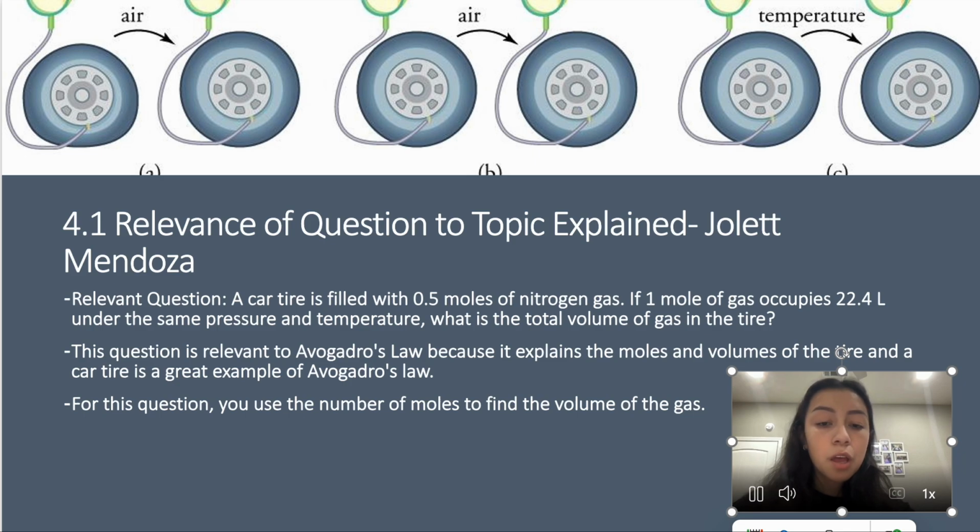Of Avogadro's law, a relevant question is: a car tire is filled with 0.5 moles of nitrogen gas. If 1 mole of gas occupies 22.4 L under the same pressure and temperature, what is the total volume of gas in the tire? This question is relevant to Avogadro's law because it explains the moles and volumes of the tire, and a car tire is a great example of Avogadro's law. For this question, you use the number of moles to find the volume of the gas.